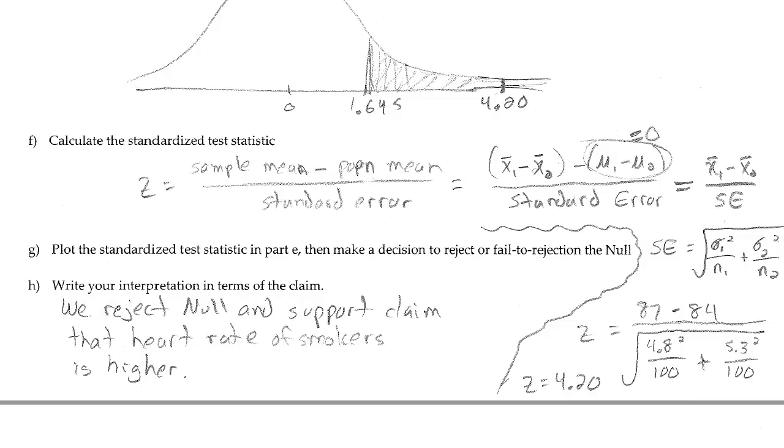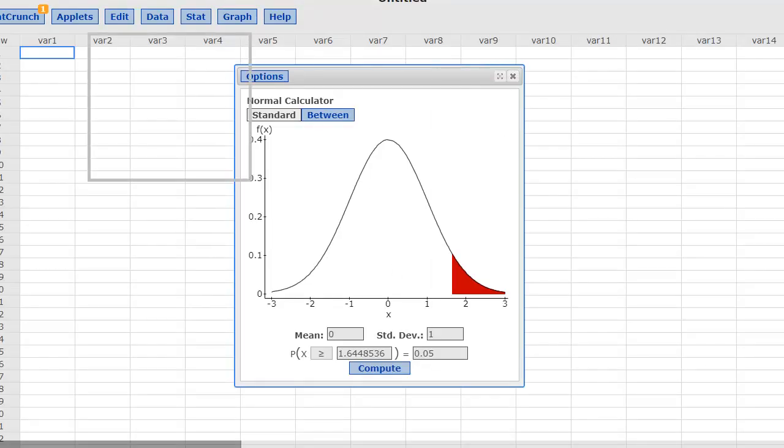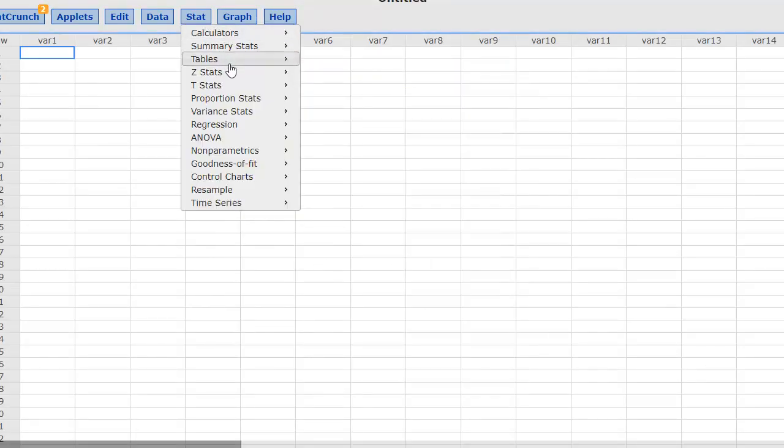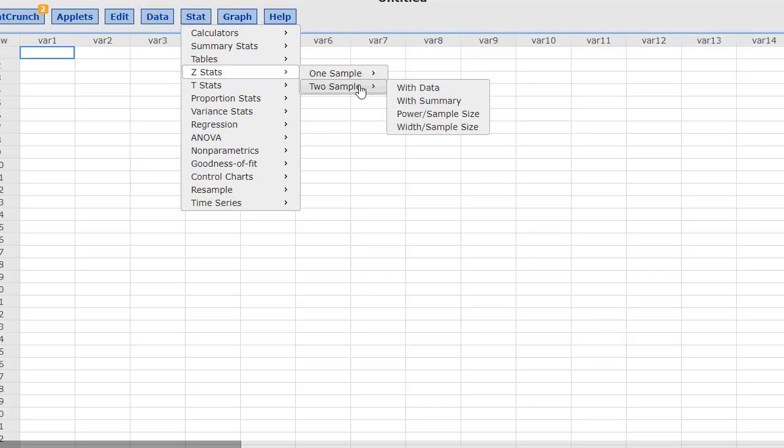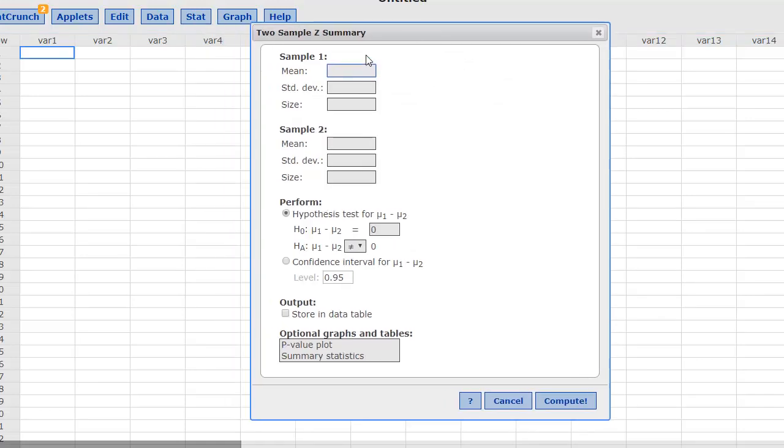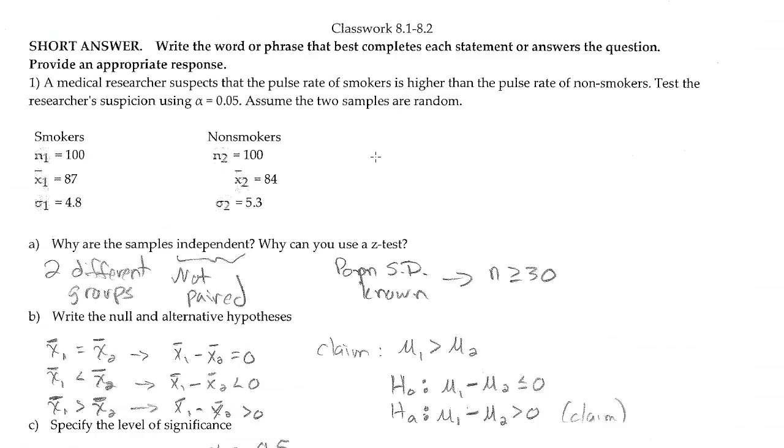So how am I doing this in StatCrunch? All right, so in StatCrunch, I'm doing Stat, and then again, I'm doing a z-statistic. Now in this case, I'm doing a 2 sample, and then I have the summary statistics. So you can see we're going to plug in the info for sample 1. We're going to plug in the info for sample 2, and we're going to select our hypotheses here. Let me pause the video and plug that in.